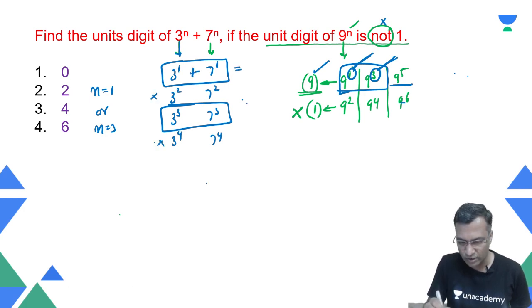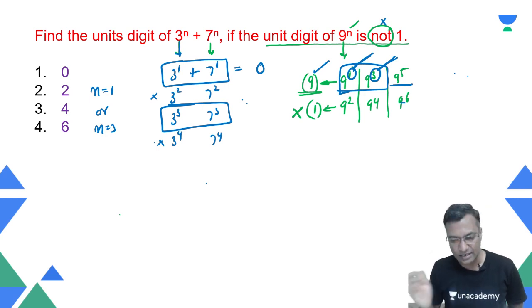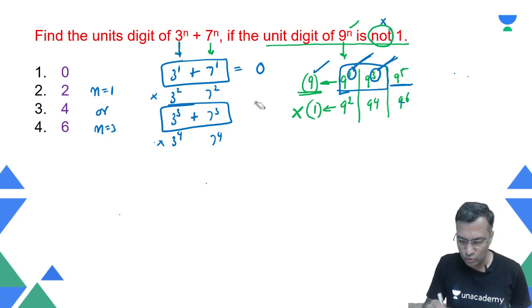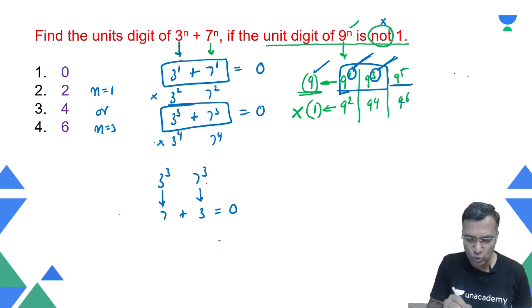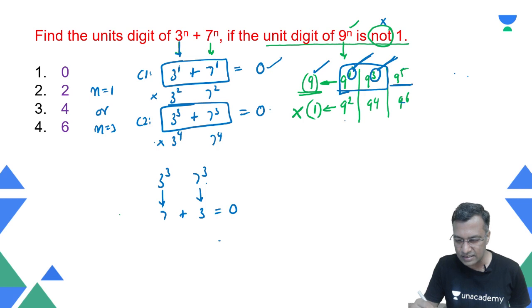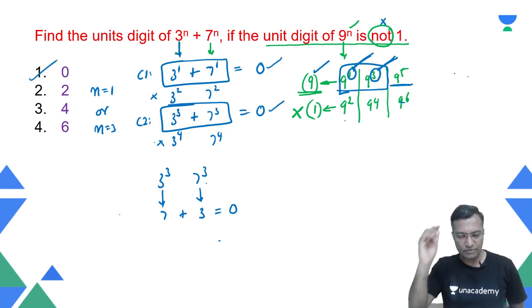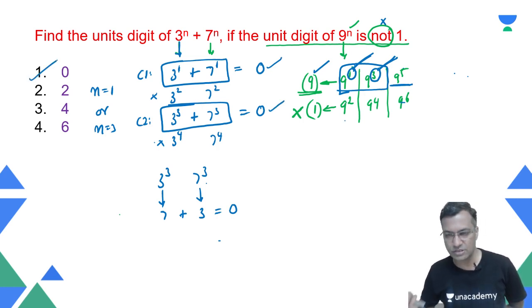7 power 1, what is the unit digit? 0, because it's a 10, the unit digit is 0. Now add these unit digits here. The unit digit here is also going to be 0. Now look at the unit digit of 3 power 3 here. 3 power 3 is nothing but 7. What is the unit digit of 7 power 3? The unit digit is nothing but 3. Add them, the unit digit is nothing but 0. Here also it is 0. I had two cases, case 1 and case 2. My answer is consistent in both the cases as 0. Therefore 0 becomes my answer for this particular question.